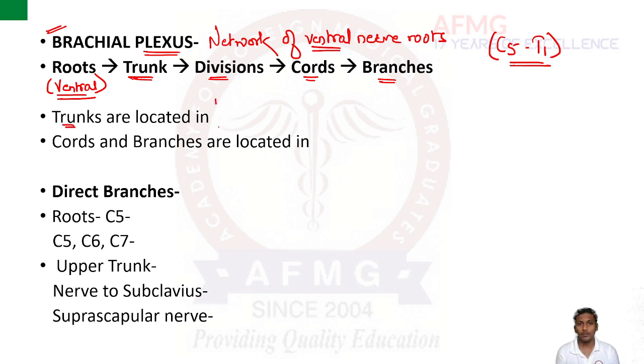So the question can be, what is the location of your trunks? So please remember the trunks are located in the posterior triangle of neck. Whereas another question can be, where are the cords located? So please remember the cords and some of the important branches are located in the axilla. The cords come together and form the nerves in the axilla itself, right?